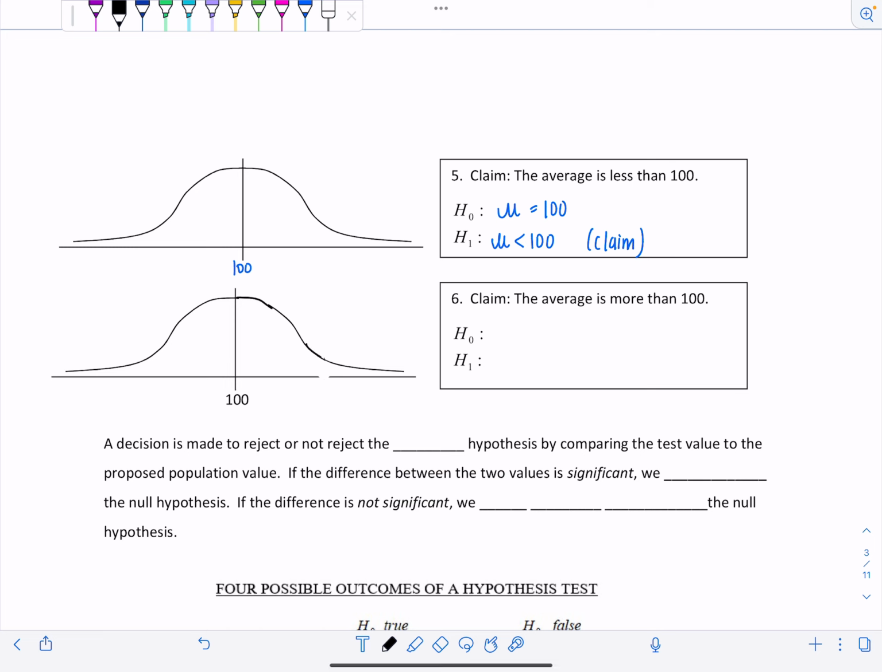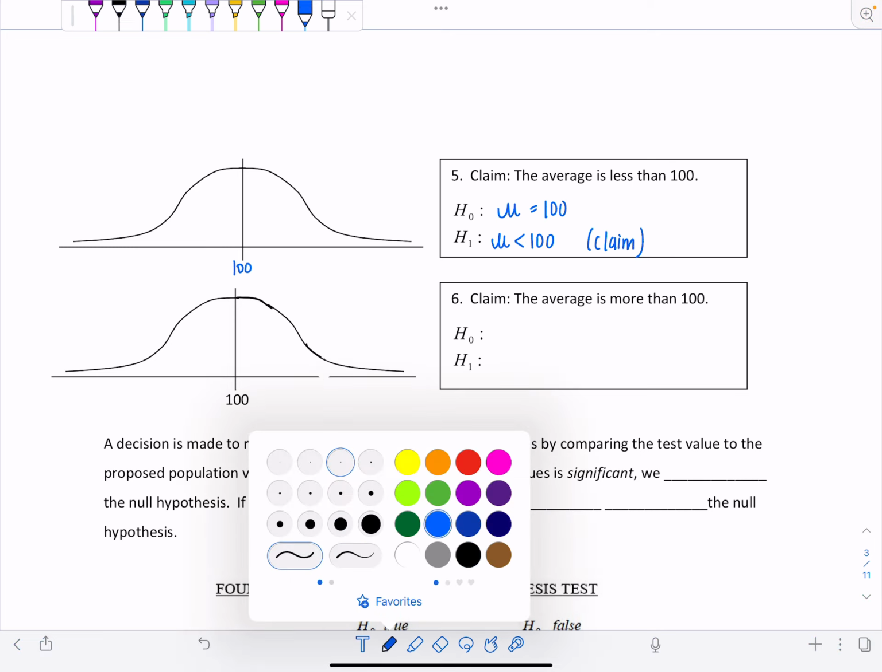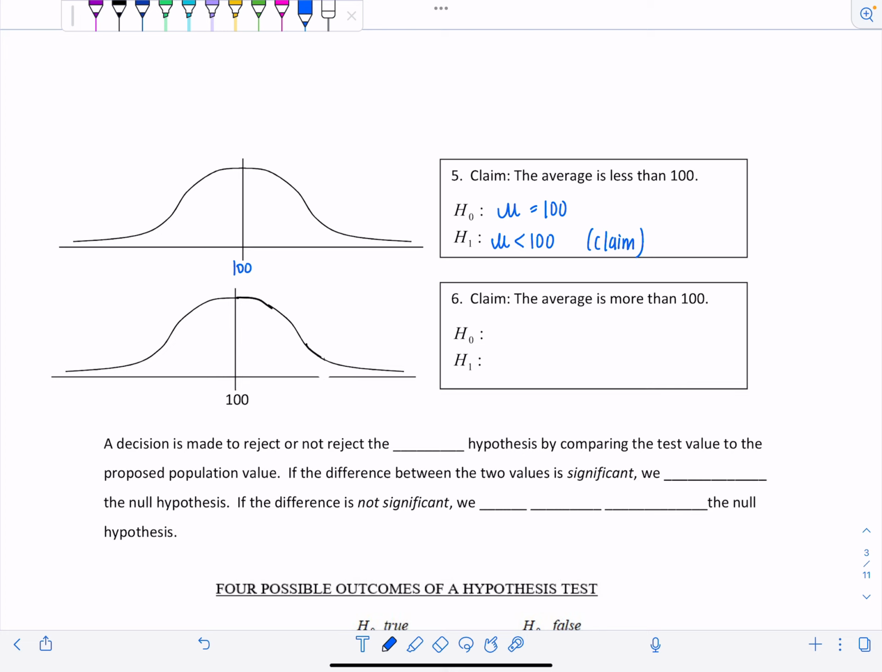Okay. So remember, we give ourselves a little bit of wiggle room. Mu can be less than 100 or maybe a wee bit over. You would agree this way. And then you would disagree if you land over here somewhere.